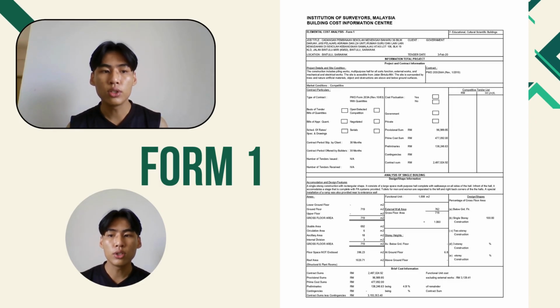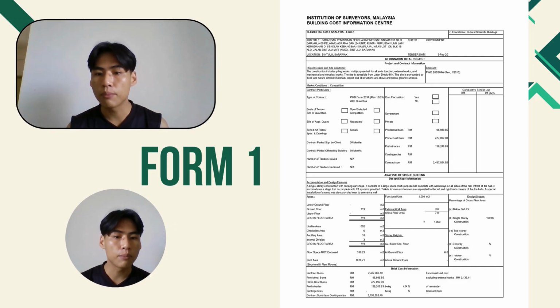This project used PWD Form 203A version 10/83 with the quantity. There is no cost participation clause. It's a government funded award through the negotiation. Here are the cost components.